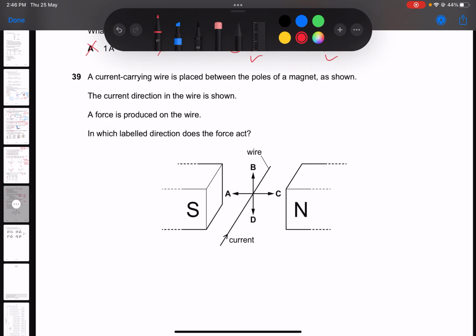All right, 39. A current-carrying wire is placed between the poles of a magnet as shown here. The current direction in the wire is shown. A force is produced on the wire. Which labeled direction does the force act? Everyone, we have rules, right hand rule or left hand rule. We have studied this one, right? There are two rules for determining direction. So which one will we be using here?